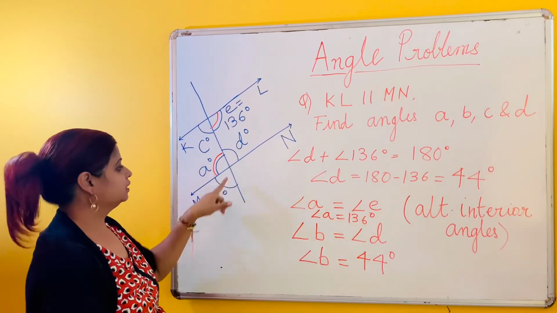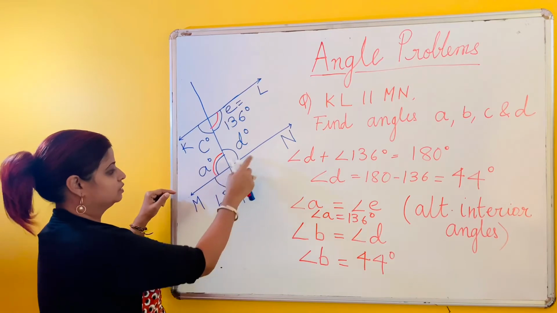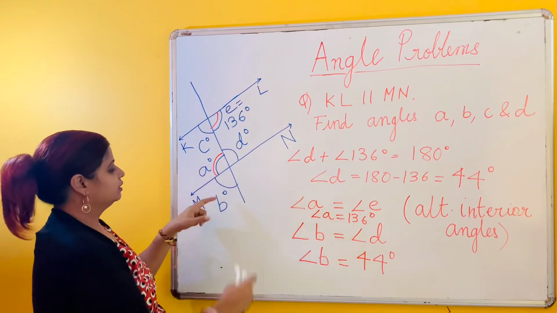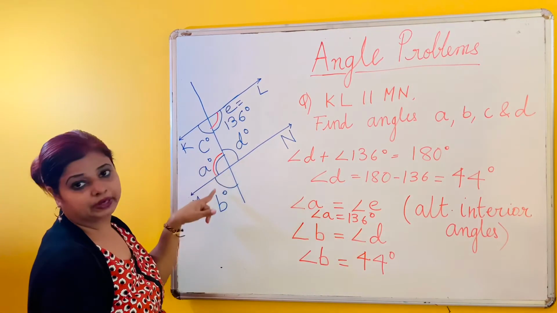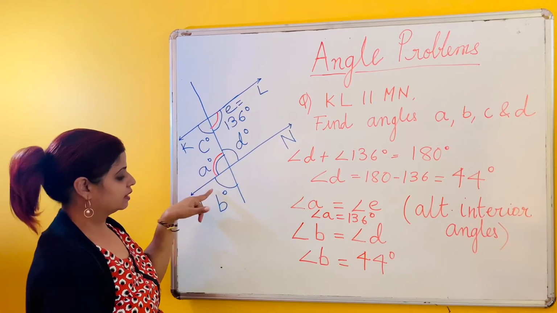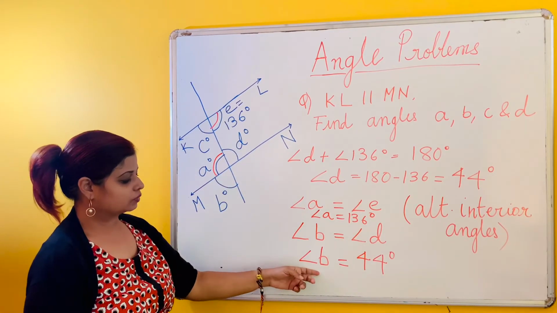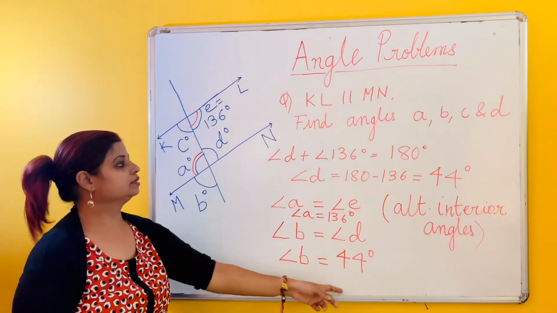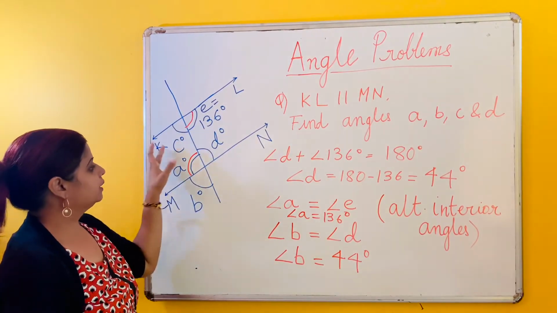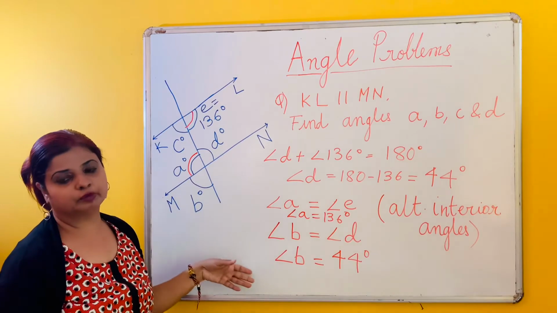Now angle B is equal to angle D. Why? Because they are vertically opposite angles. These two lines, if you see, they are intersecting here and forming this pair of vertically opposite angles. So using that you calculate angle B equal to 44 degrees. This is how you find A, B, C and D. So we will move to another example.